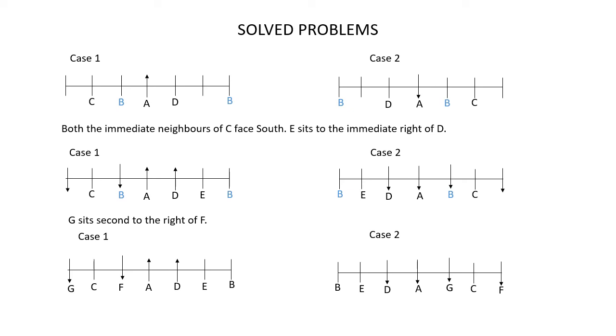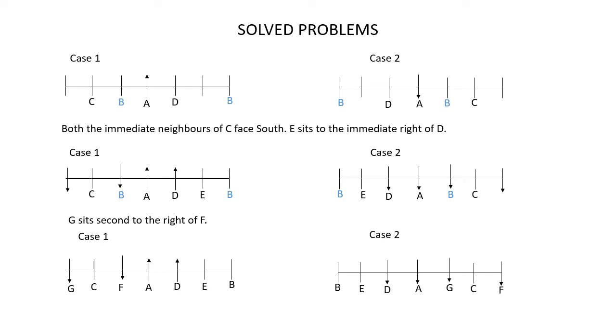In case 2, E sits immediate to the right of D only if D faces south. If D faces south, then the immediate right of D will be this position for E. So mark D facing south and mark E in this position, immediate right of D in case 2.